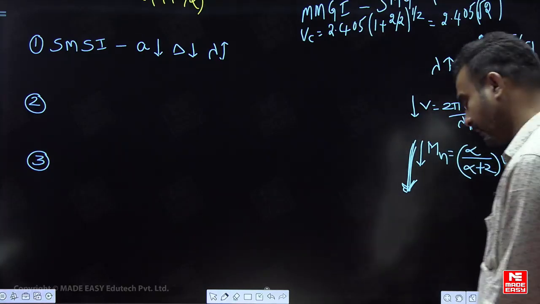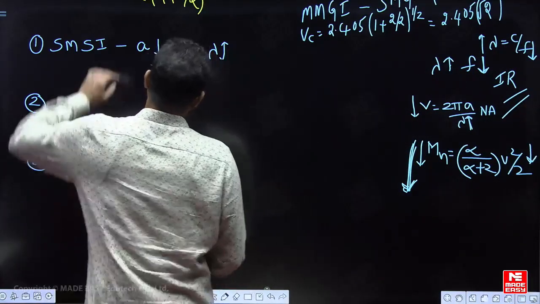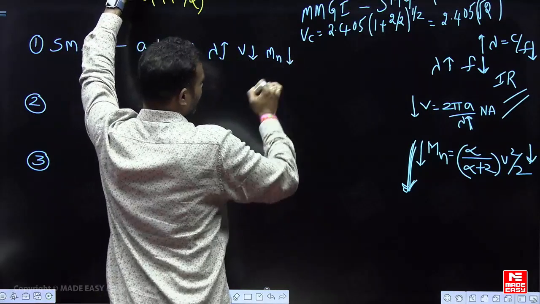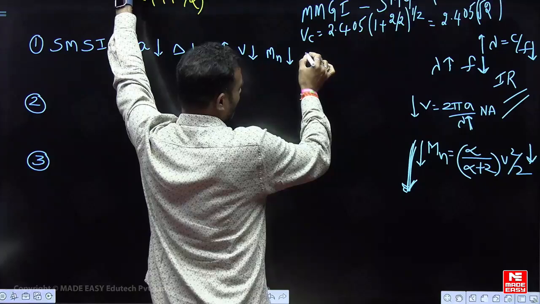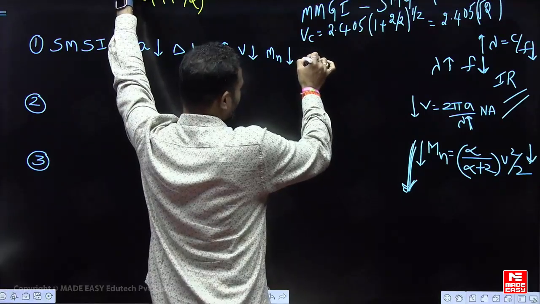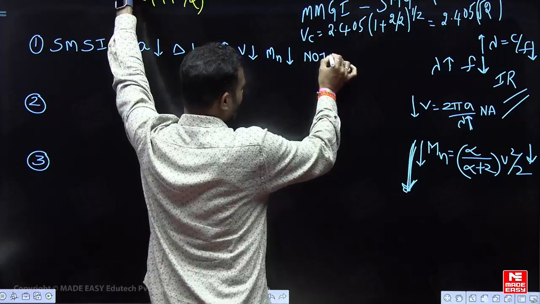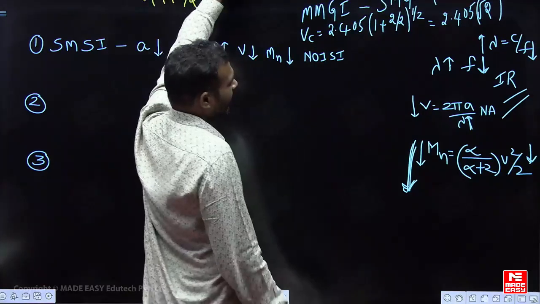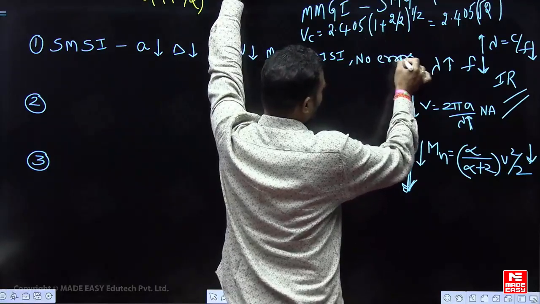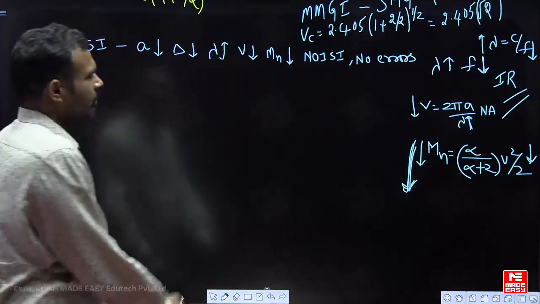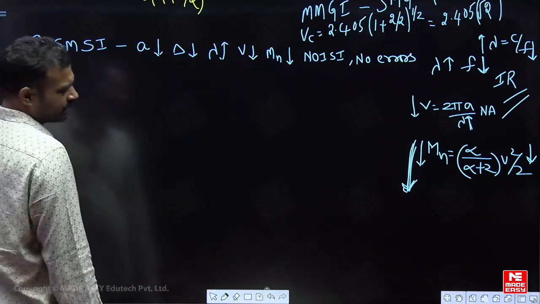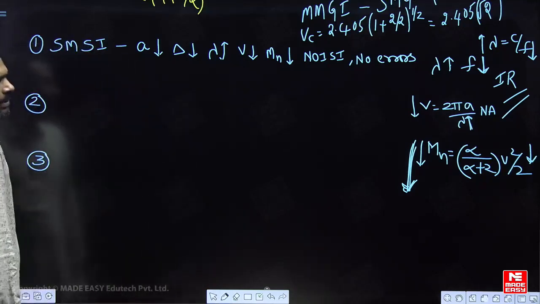So lambda is high, therefore it is called the IR region we are operating in. Then automatically what happens to the V? V is less. If V is less, Mn is less. Mn is less means only one mode is present. One mode is present means it will travel with no ISI, no intersymbol interference or pulse spreading. There is no pulse spreading means there are no errors, or the errors present are going to be very few. No errors in the sense that no errors occur due to intersymbol interference.